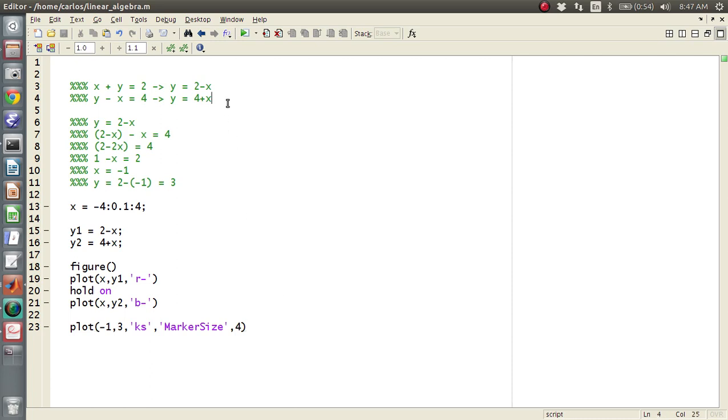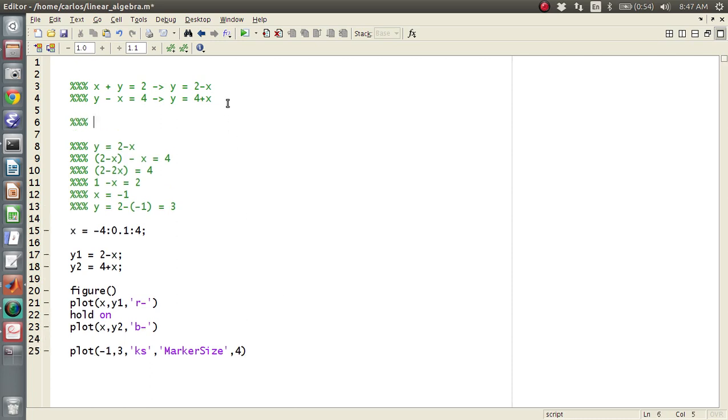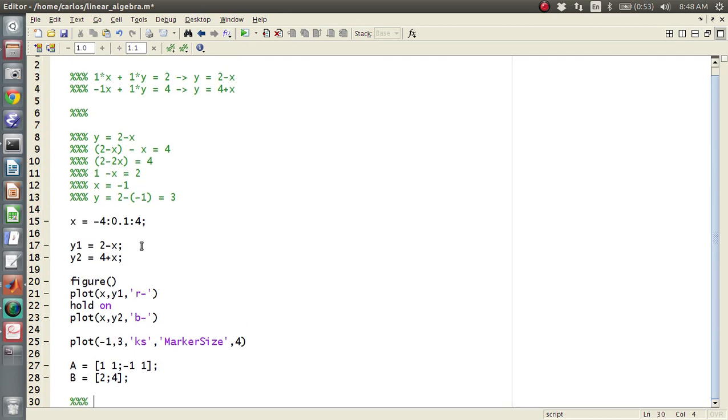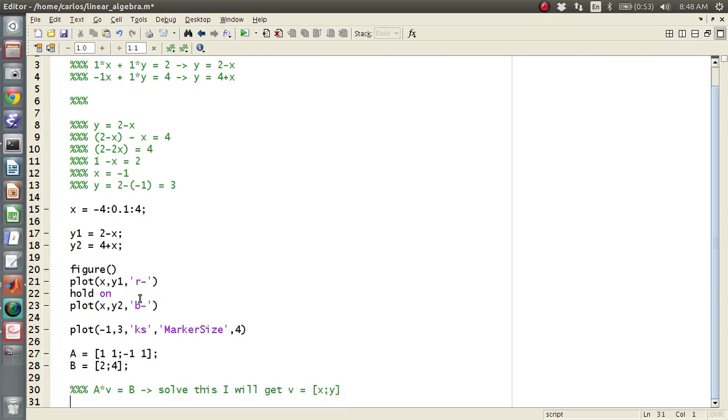Now we can also write this in matrix form. What we can do is take the coefficients, so I'm going to say 1 times x plus 1 times y, and then I'm going to rearrange this equation to be -1x plus 1 times y. If I take these coefficients and place them into a matrix, A equals 1, 1, -1, 1, and then I make a vector b, which is 2, 4, then now I have a system of equations where A times v equals b, and v is what I'm looking for. So if I solve this, I will get v equals x, y. So that's what I'm trying to solve for.